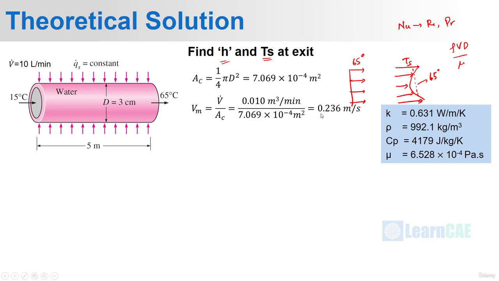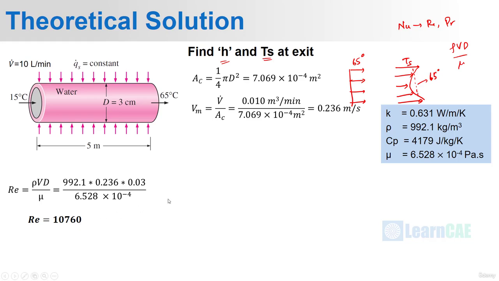Okay, now we have got the velocity. Next, we shall calculate the Reynolds number. The Reynolds number is given by rho v d by mu. So we can substitute the values of rho, v, d and mu and find out the Reynolds number. Here it is 10,760. So it means the flow is turbulent. So we have to use the Nusselt number formula for turbulent flow conditions.